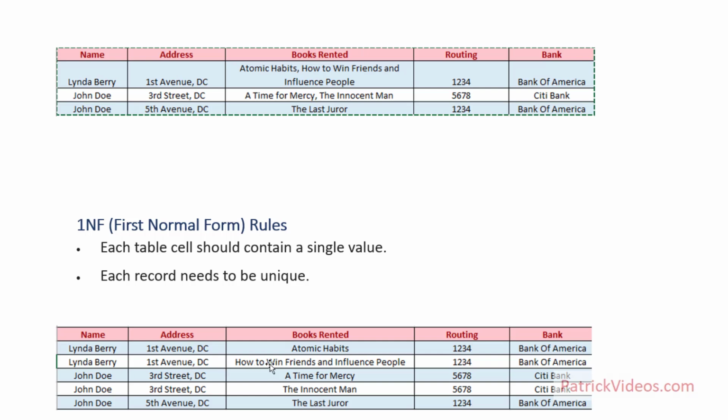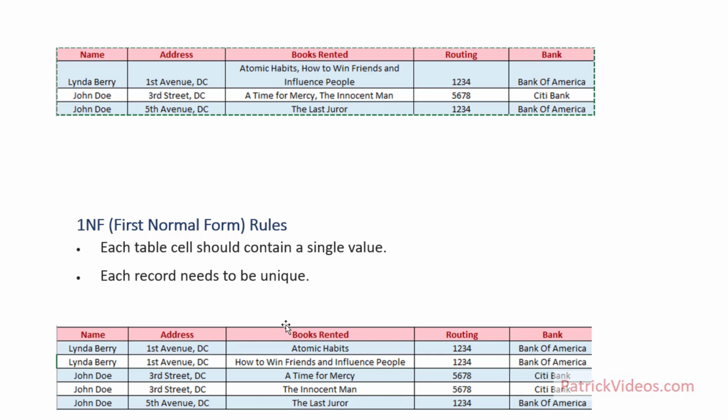Linda Berry of First Avenue DC has rented How to Win Friends and Influence People. John Doe of 3rd Street DC has rented A Time for Mercy. John Doe of 3rd Street, The Innocent Man. So you can see that every cell now has a single value and every record is unique. You can see that Linda Berry has borrowed Atomic Habits. Linda Berry has borrowed How to Win Friends and Influence People. So you can see that every record is unique and at the same time, every table cell has a single value. So now this table is in first normal form.